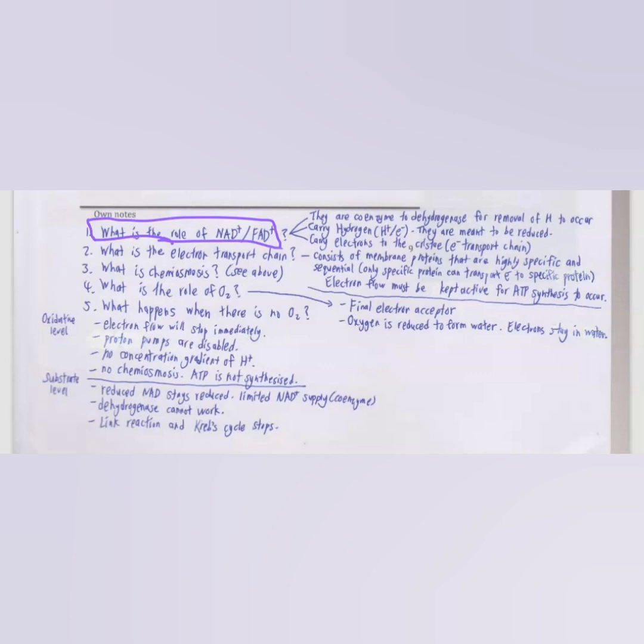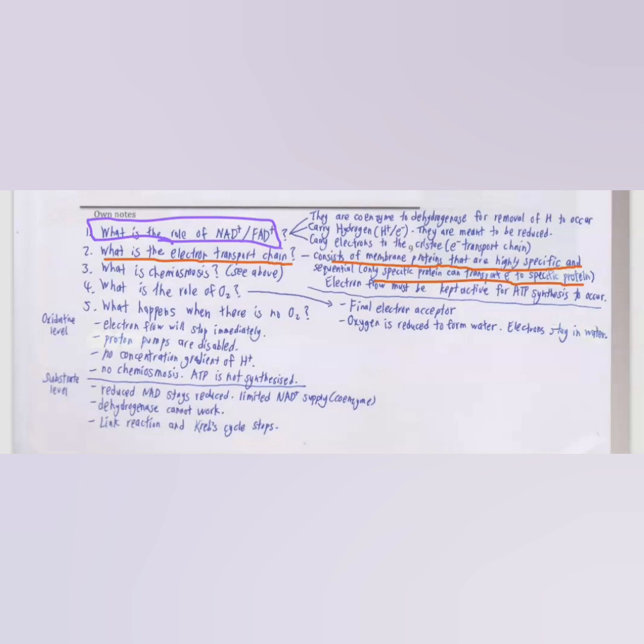The next question is, what is the electron transport chain? The electron transport chain consists mainly of membrane proteins of the inner membrane, also known as cristae, that are highly specific and sequential. Only a specific protein can transport specific ions. For example, the electrons move from high energy level to low energy level proteins. One of the proteins is cytochrome. That's why it is also known as the cytochrome complex.